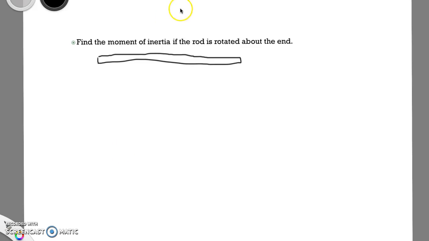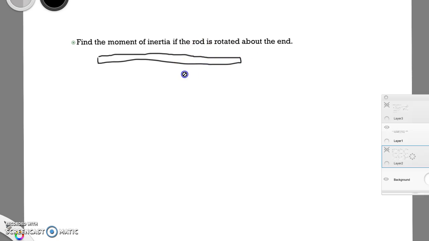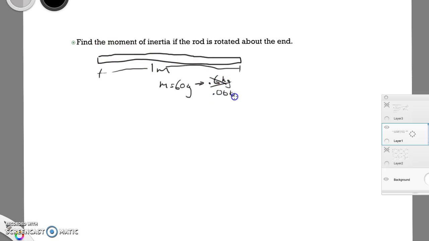Okay, so let's continue. We're going to do some more moment of inertia stuff. So here we have a uniform rod. Let's say that it is a meter stick, so it's 1 meter long, and let's say that it has a mass of 60 grams, or 0.06 kilograms. Gosh, I think I messed that up earlier.